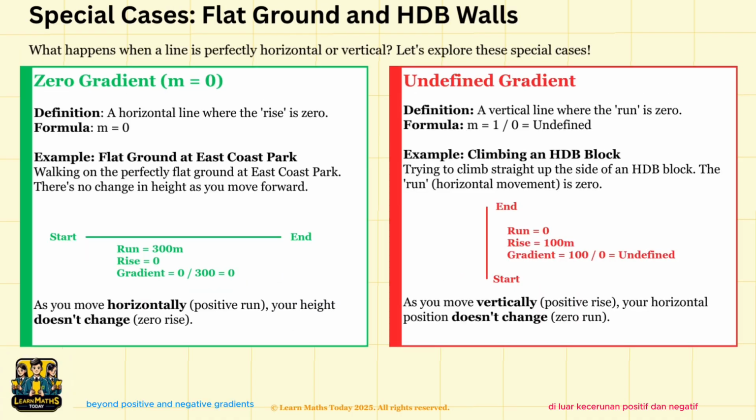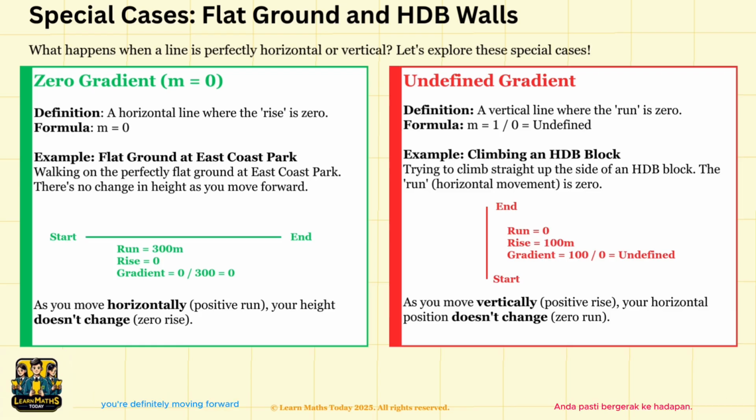Beyond positive and negative gradients, we have two very important and special cases that are crucial to understand. What happens when a line is perfectly horizontal or perfectly vertical? First, let's look at zero gradient, which is when the value of m equals 0. This occurs with any perfectly horizontal line, because a horizontal line means there is absolutely no vertical change. No rise. The rise value in our formula is 0. Think about taking a leisurely stroll on the perfectly flat ground at East Coast Park.